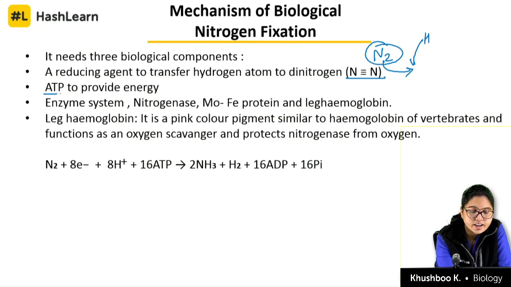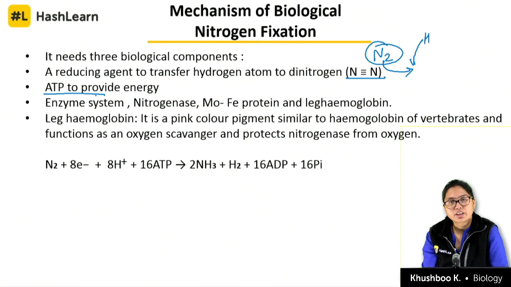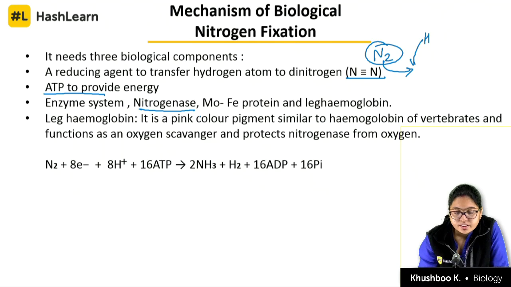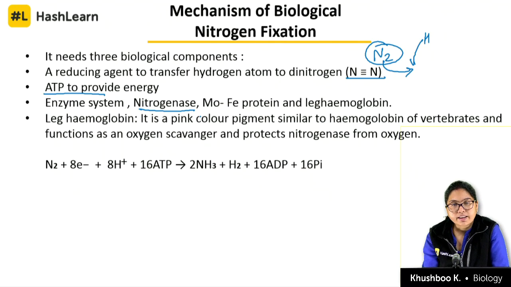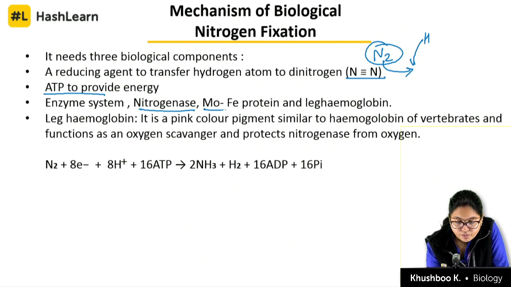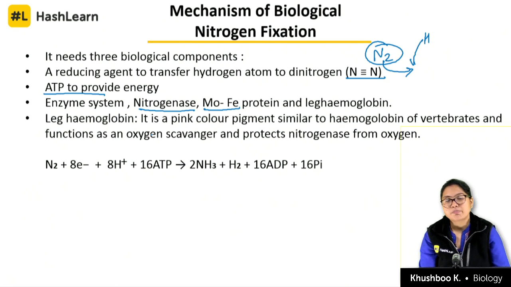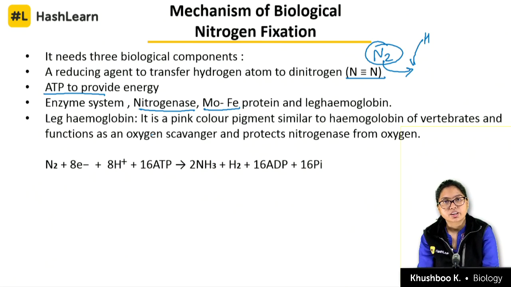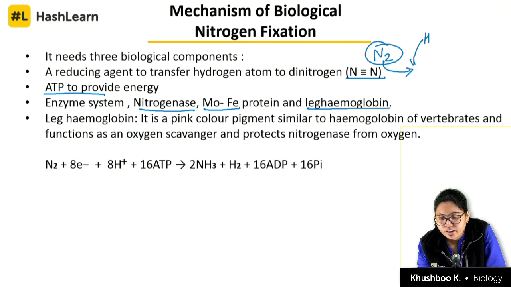Then it is a highly energy dependent reaction, you need ATP molecules for that, and then we need an enzyme system like nitrogenase. Then molybdenum iron protein, leg hemoglobin. Molybdenum iron protein is actually part of the enzyme nitrogenase only. You have an iron part, and then the molybdenum iron part. So this is the enzyme, and then you have leg hemoglobin.